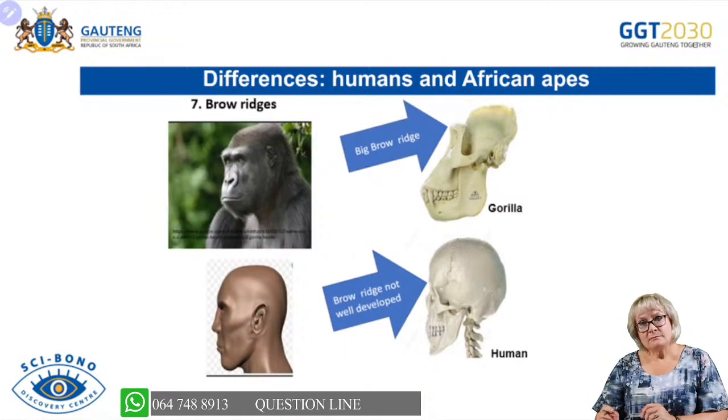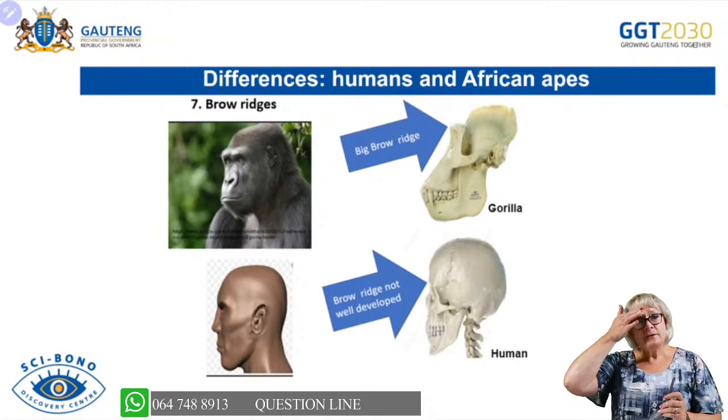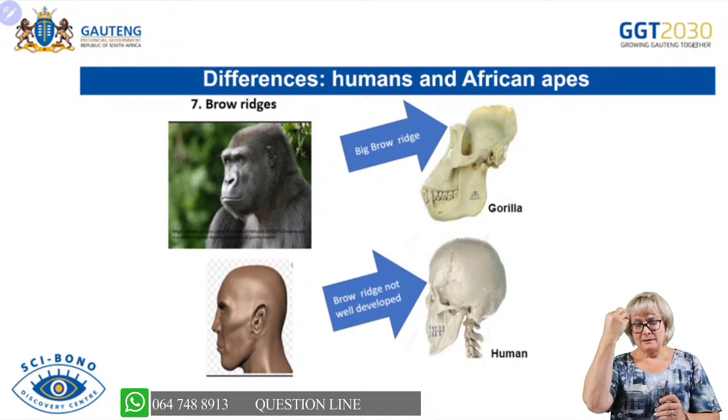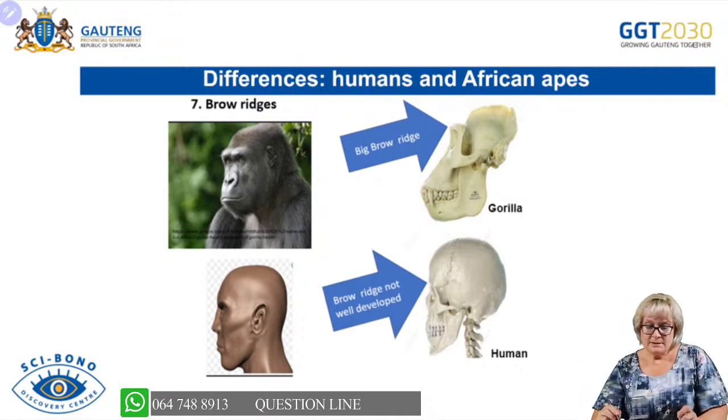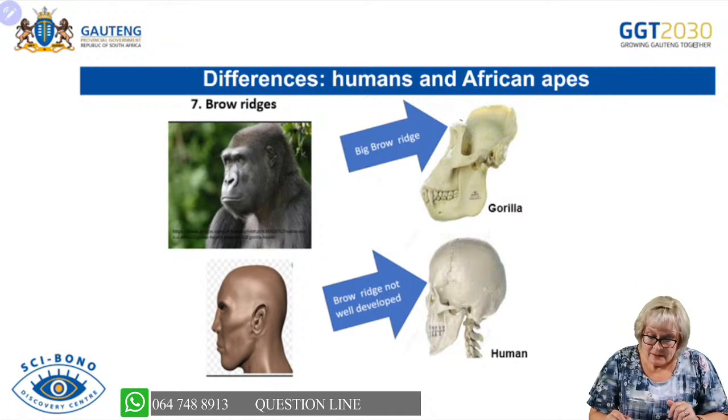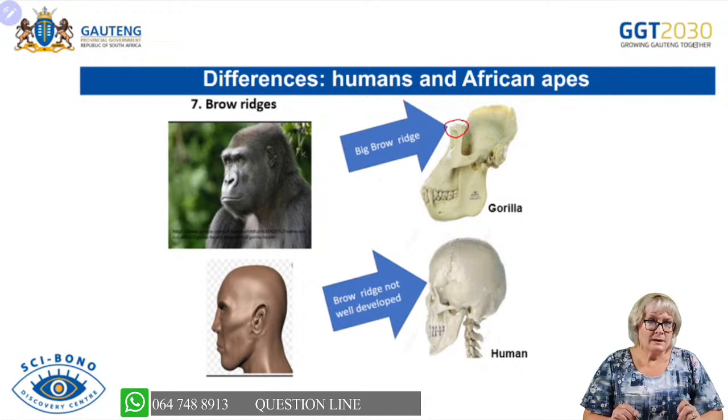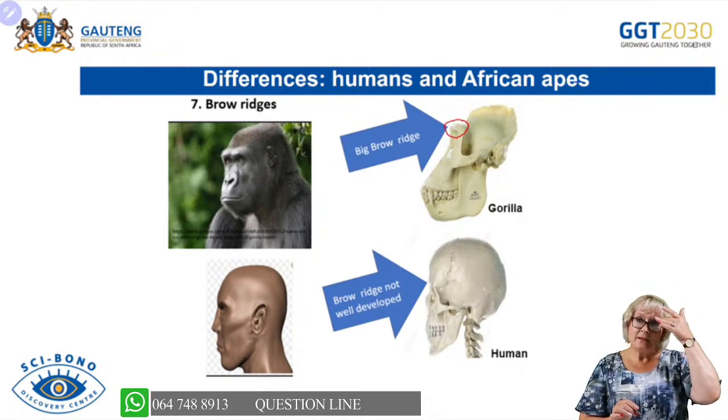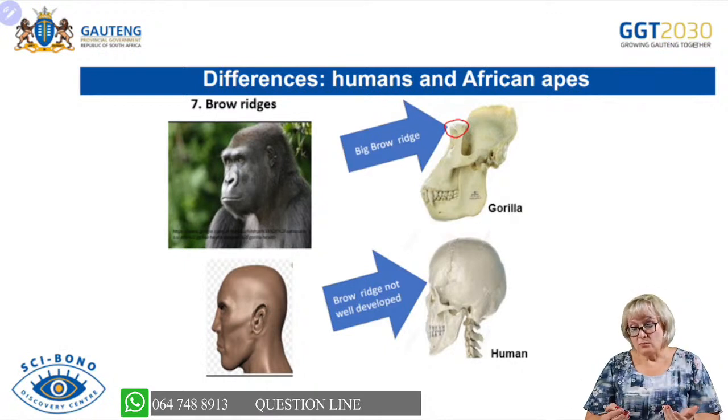Brow ridges, it's easy. Feel here, just above your eyes, you will feel it's actually nice and rounded. All right, and it's not sticking out like here. But if you look at the brow ridges that we find, for instance, in a gorilla, you can clearly see here, they're very, very big. All right, so the lesser the brow ridges are extended, the more evolved you are.